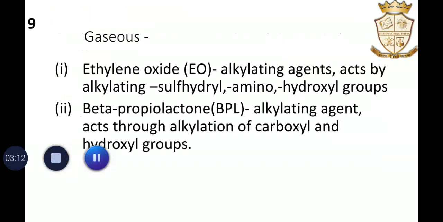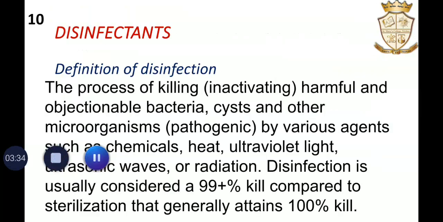So the liquid types are completed. Next one is gaseous. First one is ethylene oxide, an alkylating agent that acts by alkylating sulfhydryl, amino and hydroxyl groups. Next one is beta propiolactone, BPL, an alkylating agent that acts through alkylation of carboxyl and hydroxyl groups. So sterilization is completed.